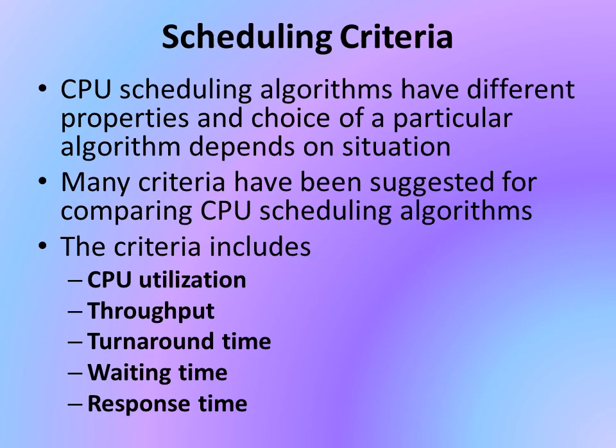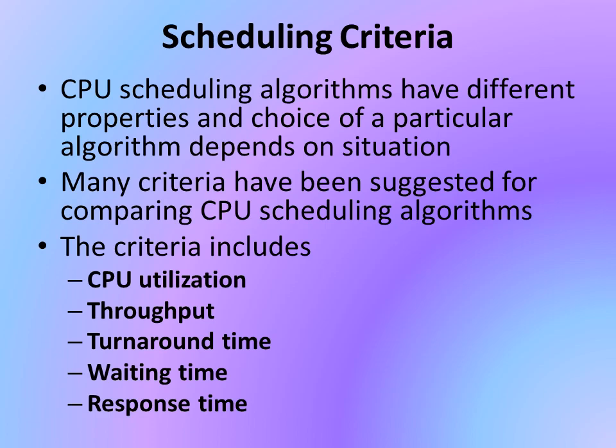Next, fourth, waiting time. Waiting time is the amount of time a process spent waiting in a ready queue. In short, waiting time is turnaround time minus burst time. For example, a process needs 5 seconds for execution and the process takes 12 seconds to complete. So the waiting time is 12 minus 5, that is 7 seconds. That is because the process had to wait 7 seconds for its execution.